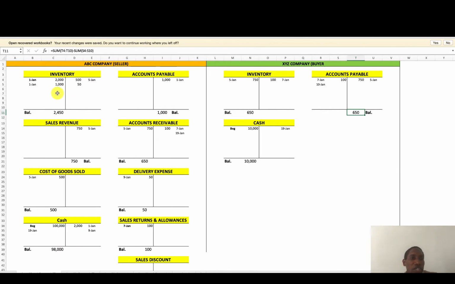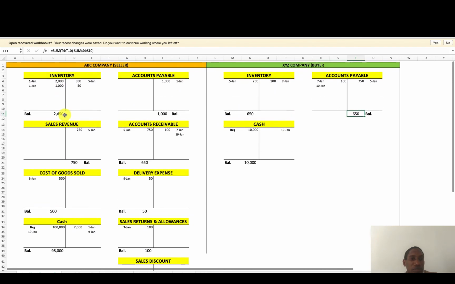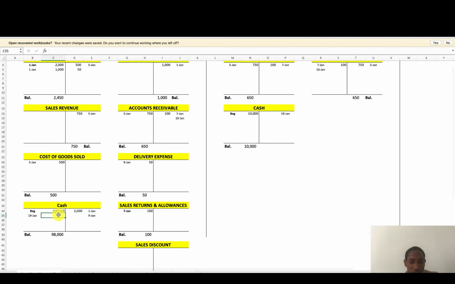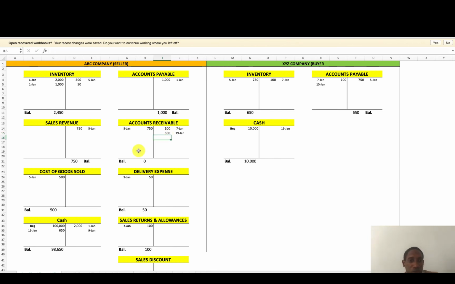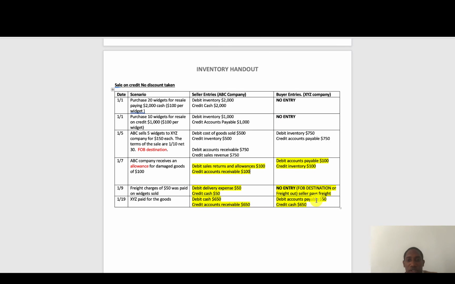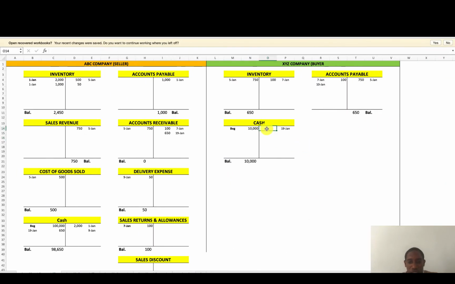So cash, the seller is going to receive cash of $650. So I'm going to put $650. They're going to clear the accounts receivable for $650. So I'm going to put $650. So my accounts receivable is now 0, and there's the cash. The buyer, right? We see the entry, debit accounts payable and credit cash, is going to lose cash for $650. All right. And then they're going to clear accounts payable for $650.